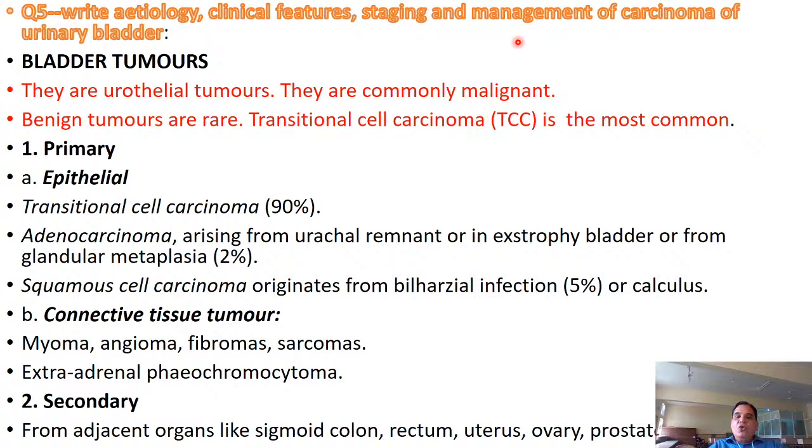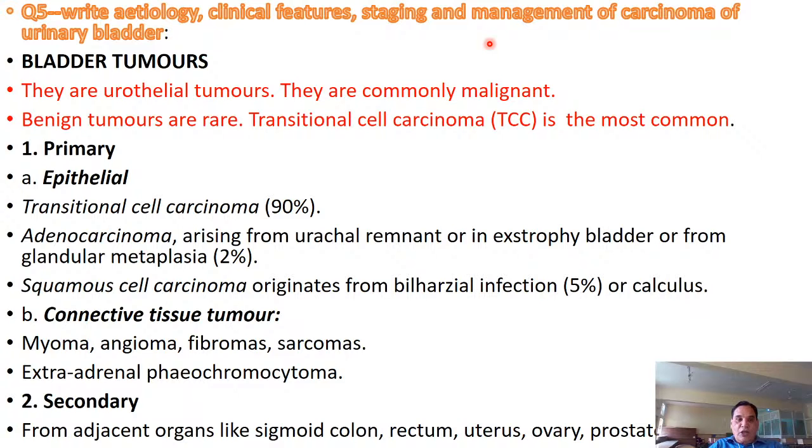Now we are coming to one question which is not very common but has been asked. Here the question is: write the etiology, clinical features, staging and management of carcinoma of the urinary bladder. You must be able to write this in detail because either this question or some short note is always asked. I will give you an idea about it. What are bladder tumors? They are very common.